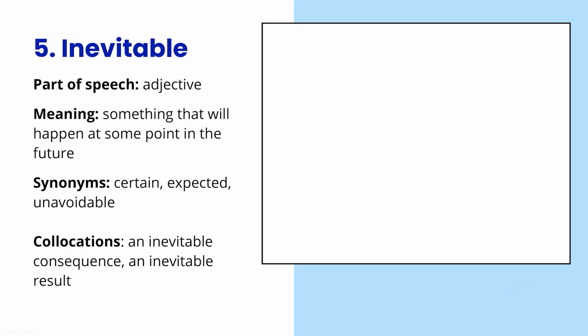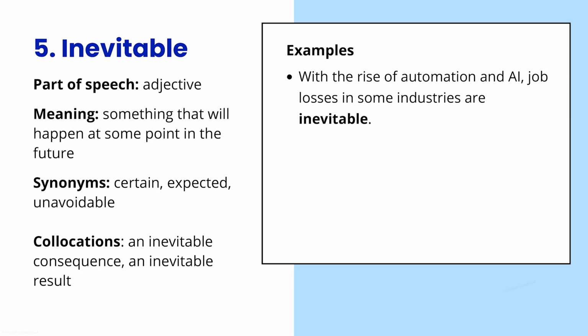Some common collocations are an inevitable consequence. So this simply means a consequence or an effect that will happen. And another collocation is an inevitable result. So here's the first example.